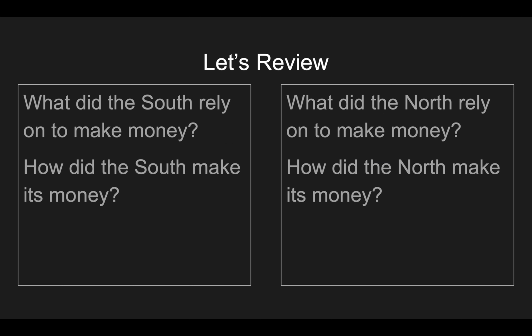So let's review real quick. When we talk about the South, southern industry versus northern industry, what does the South rely on to make money? How did the South make their money? We should be able to identify that. Then we look at the North, and what does the North rely on to make money? What were some of the things that we saw in the New England colonies? What did they do? What was their industry like?